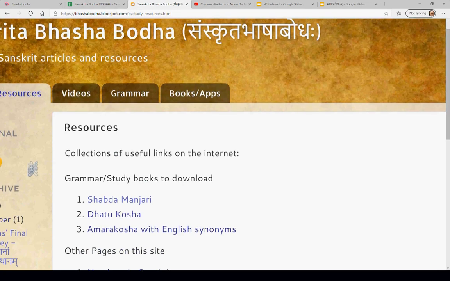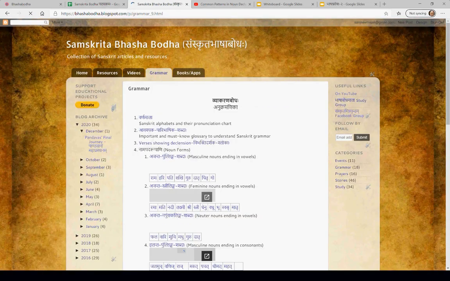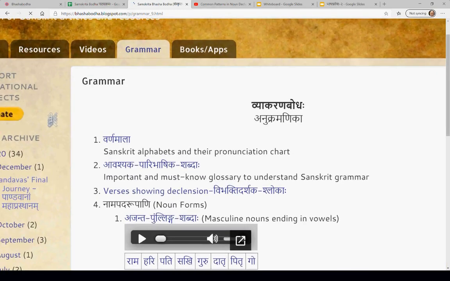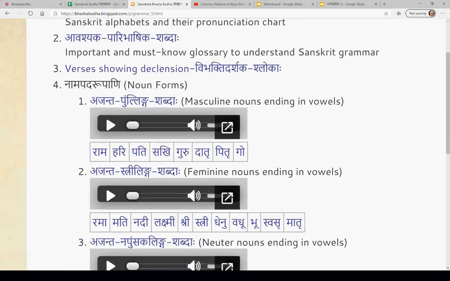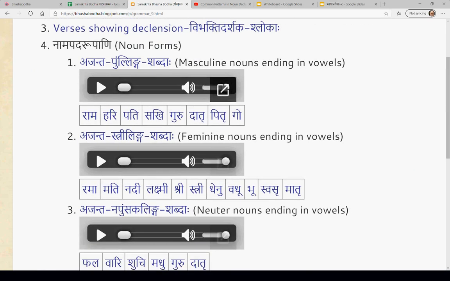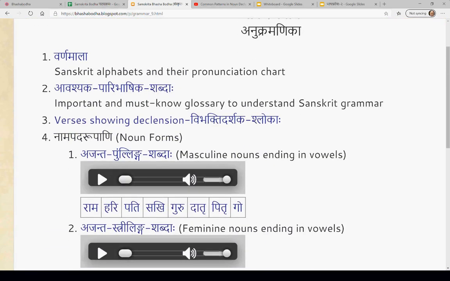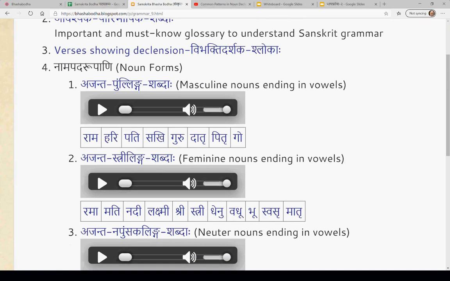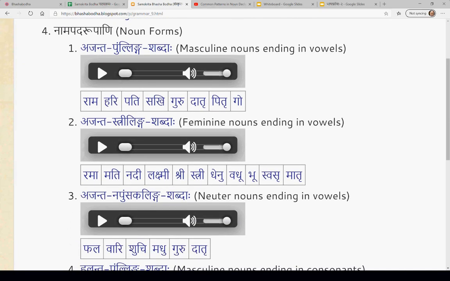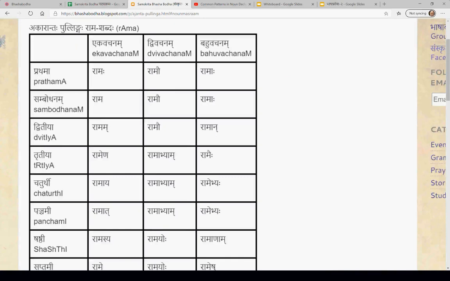Then the other option is a handy online option. There is a grammar tab on the top here. In the grammar tab, all the forms are available online, which will be very handy. Go here, this is Varnamala, and here, Nama Pada Rupani, noun forms. Ajanta Pullinga Shabdaha: Rama, Hari, Mati, etc. These are there. If you want to listen, I have chanted them. You can click on Rama, Hari, etc. For example, if you click on Rama, it will show all of this.